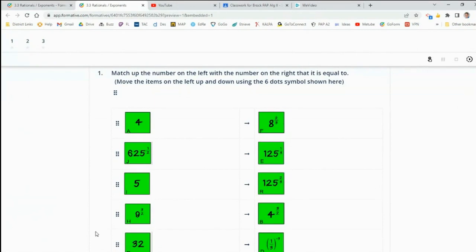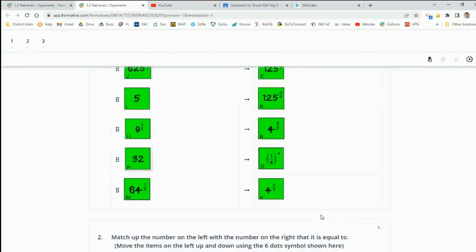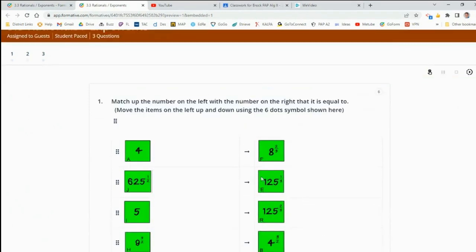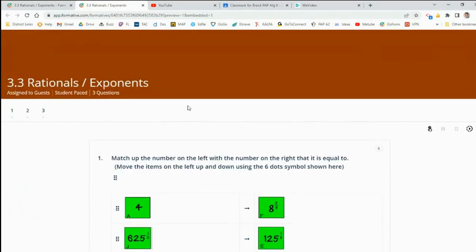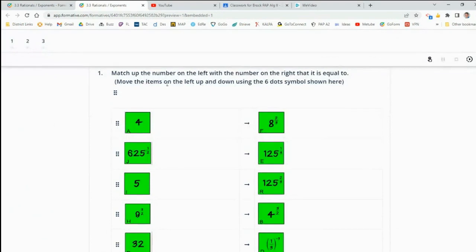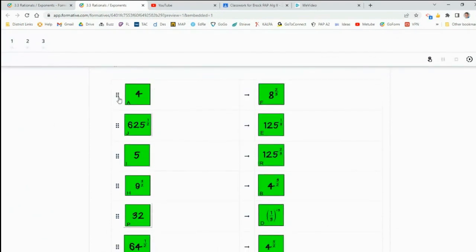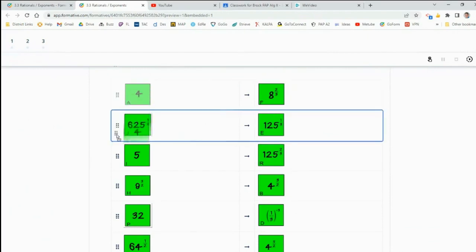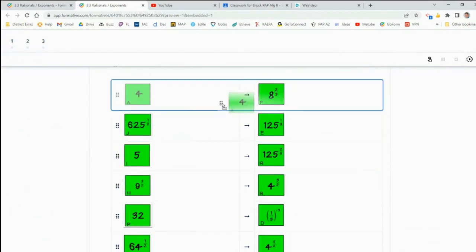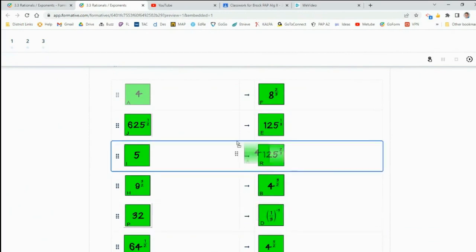All right. I want to show you how this works because this is a little different style of problem than we've had. Match up the number on the left with the number on the right that it is equal to. We just have 3 problems on this assignment here. The only ones you can move are the ones on the left. Like I can grab this and it'll move the 4. I can't move the ones on the right. The ones on the right stay where they are.